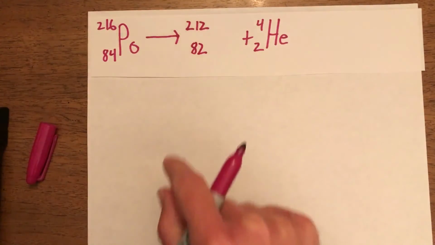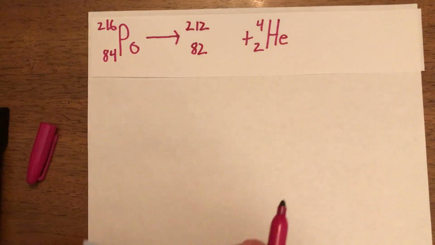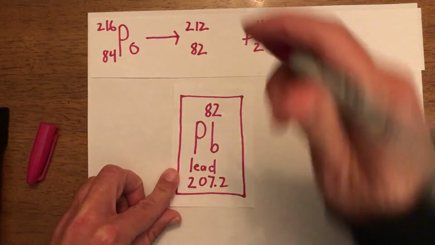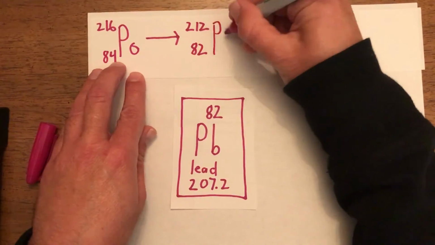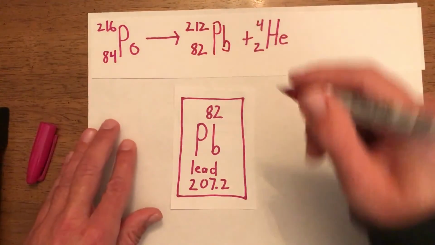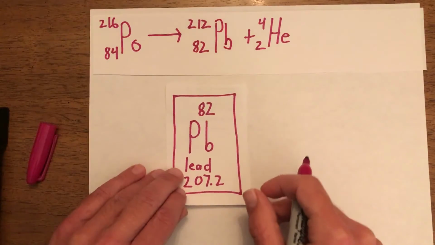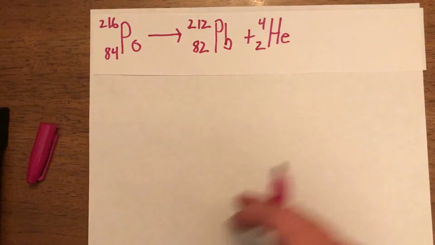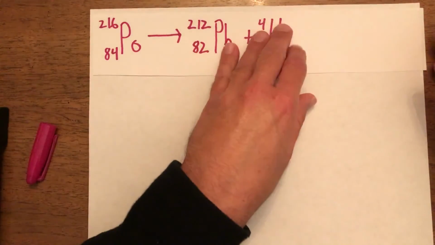So now we got to look up in our periodic table, what's atomic number 82? And atomic number 82 is lead. So we'll write that down. Pb is the symbol for lead, because plumbic is the Latin word for lead there. And so now we have completed our nuclear reaction.